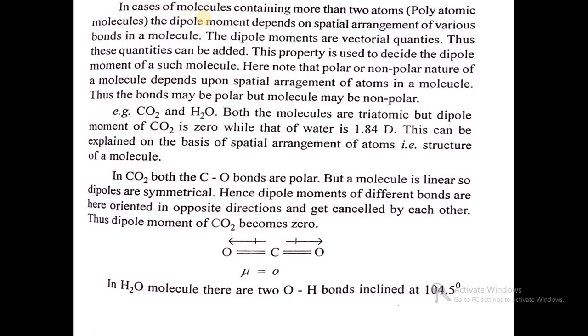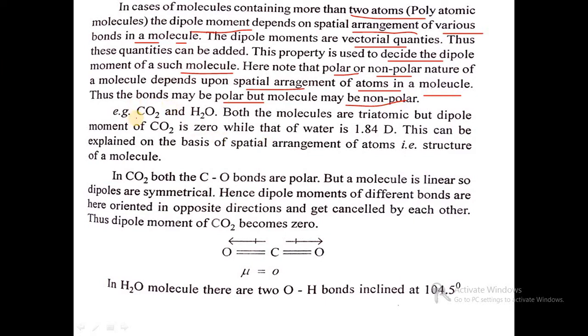In case of molecules containing more than 2 atoms, that is polyatomic molecules, dipole moment depends on spatial arrangement of various bonds in a molecule. The dipole moments are vectorial quantities, as we have discussed in the previous slide. Thus these quantities can be added. This property is used to decide the dipole moment of such molecules. Here note that polar and non-polar nature of a molecule depends upon spatial arrangement of atoms in a molecule. Thus the bonds may be polar but the molecule may be non-polar, for which we will see some examples.